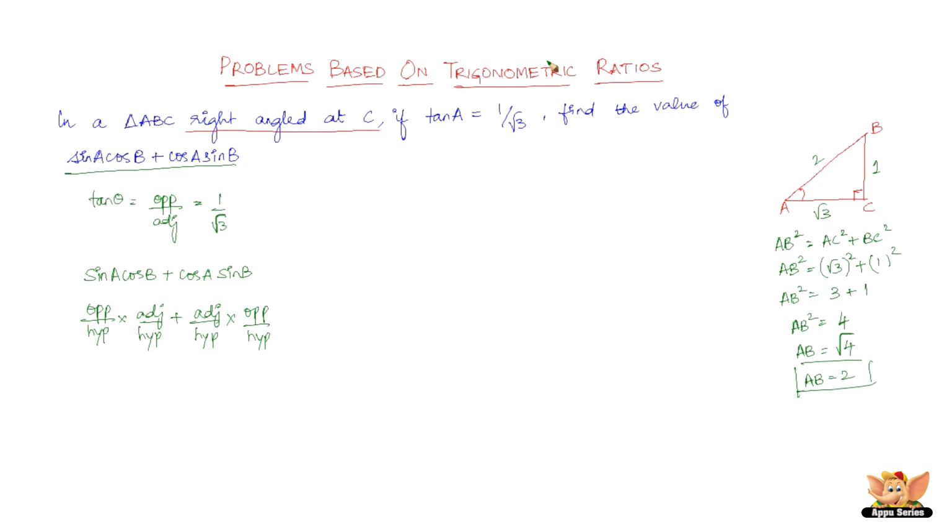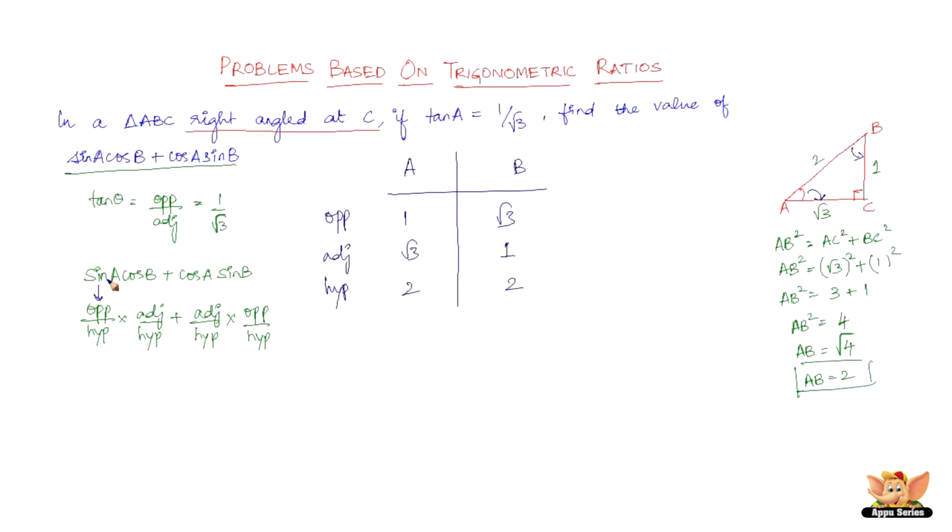So let's make a list here, as far as the angle A is concerned and as far as the angle B is concerned. So here it is: opposite, adjacent. Hypotenuse is going to remain the same for anything. For A, the opposite is 1. For B, the opposite is root 3. For A, the adjacent is root 3. For B, the adjacent is 1. For A and B, the hypotenuse is the same, 2 and 2.